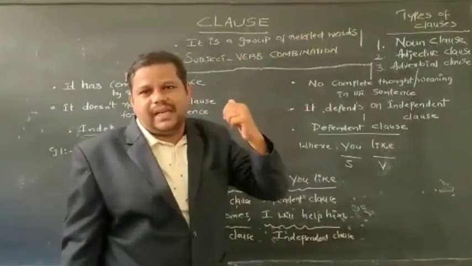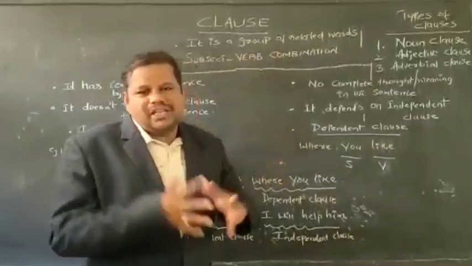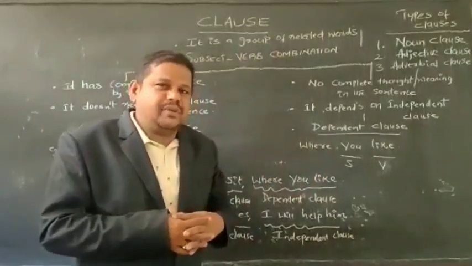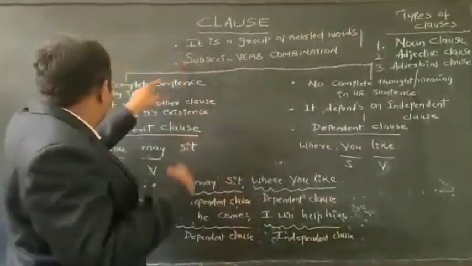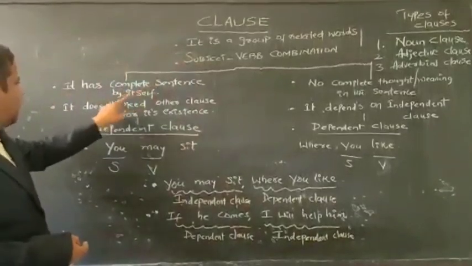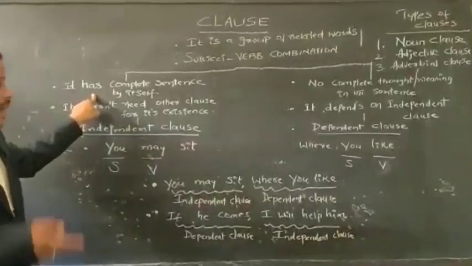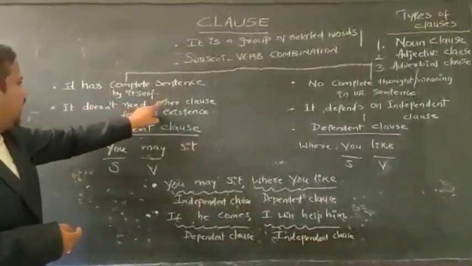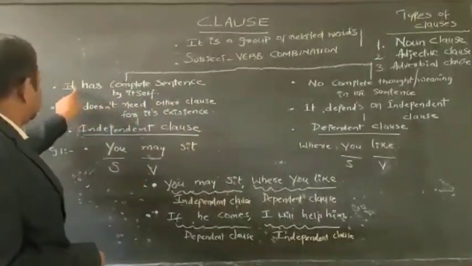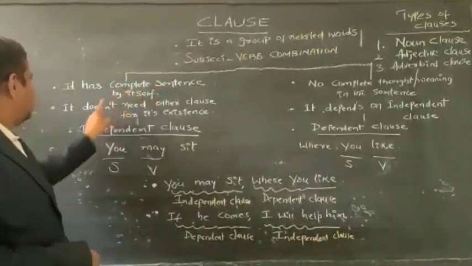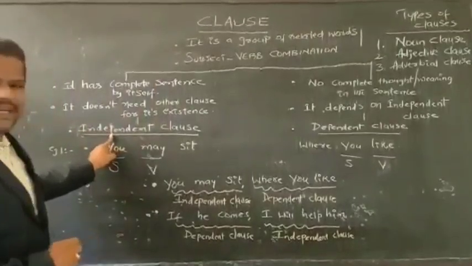You know, a sentence is also a group of related words. It contains a subject and verb combination. Even the sentence contains a subject and verb combination. Here, the subject-verb combination, when it is a complete sentence by itself, when it is having a complete meaning by itself, it does not need other classes for its existence. First point, number one, it has a complete sentence by itself. It does not need other class for its existence. Such a class is called an independent class.